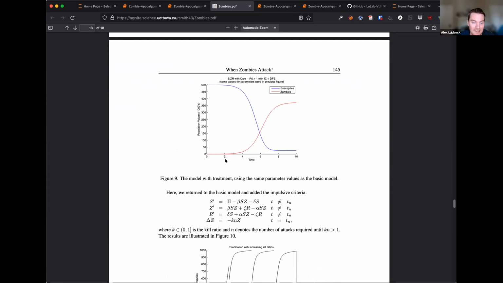So that's where it's useful, right? Although this is a facetious example, you can imagine in a real disease scenario, you can think about what level of inoculation do you need, or vaccination, or treatment, or quarantine, and how these things would affect the dynamics of the different populations.